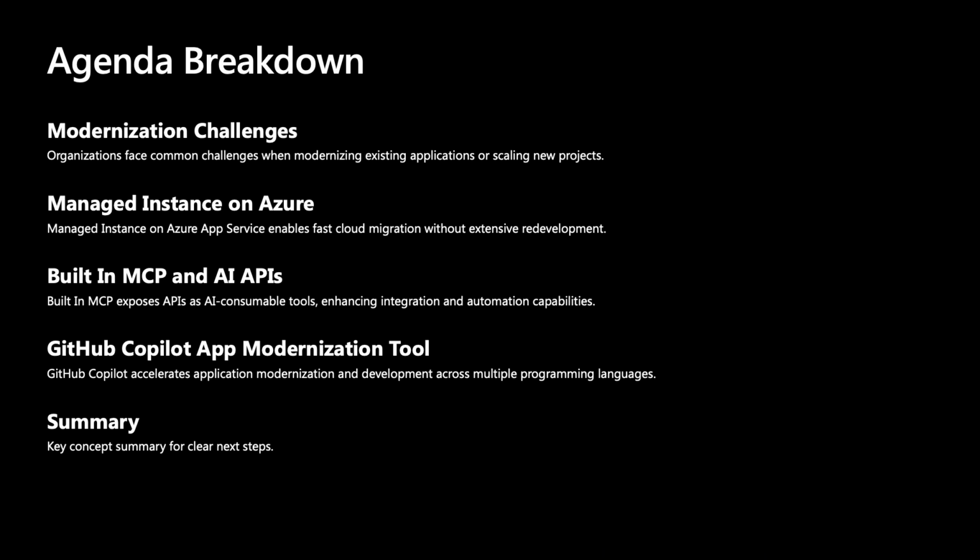At this Build event, we're introducing a new capability inside Azure App Service called built-in MCP. We're going to dive into that and look at how it can help you to expose APIs as AI-consumable tools and enhance integration and automation capabilities. You can use this new tool with both existing and brand new development.